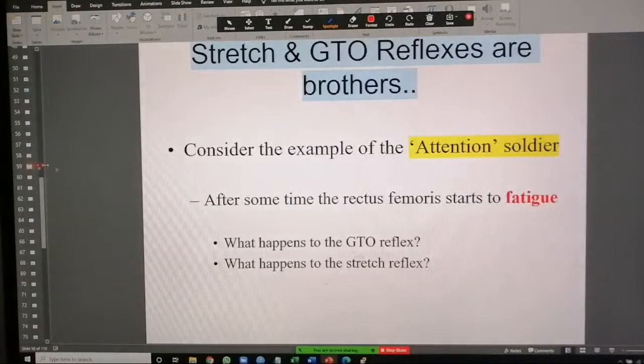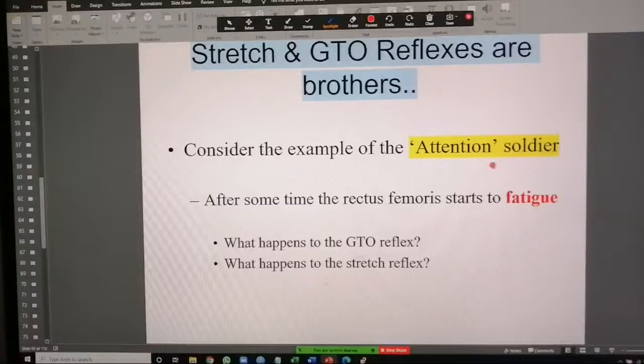Okay. Now, yes, Abdullah is getting somewhere. So consider the example of the attention soldier. The soldier who has been asked to stand in attention without any further instructions. They actually did that previously when they did not understand muscle physiology. So the soldiers after many hours would actually faint. This I'm sure we covered in CVS, in circulation, due to decreased pooling of blood and decreased cardiac output and all that sort of thing.